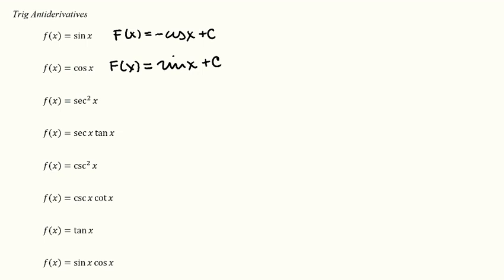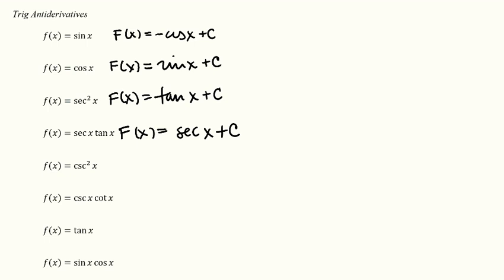Secant squared x. So you're not taking the derivative of it. You're thinking to yourself, what could I take the derivative of and get secant squared x? Tangent. Okay, when you think the same thing about secant tangent, secant x times tangent x, that's going to be secant x. And you're not going to forget the plus c.